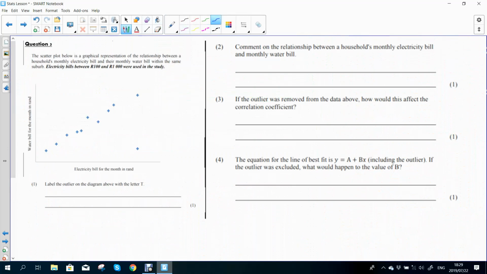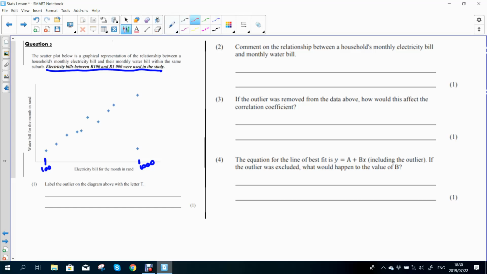Question 3. The scatter plot below is a graphical representation of the relationship between a household's monthly electricity bill and their monthly water bill within the same suburb. And then they say the electricity bills between 100 and 1,000 were used in the study. So your minimum here is 100 and your maximum here is 1,000. Awesome. Then it says label the outlier on the diagram above with the letter T.